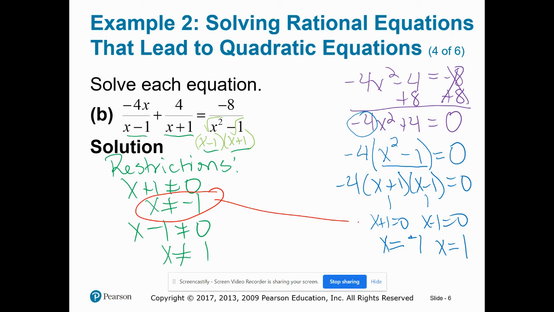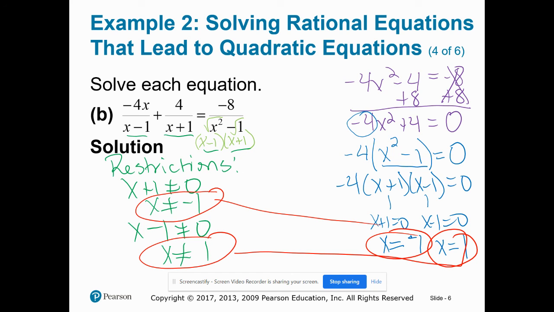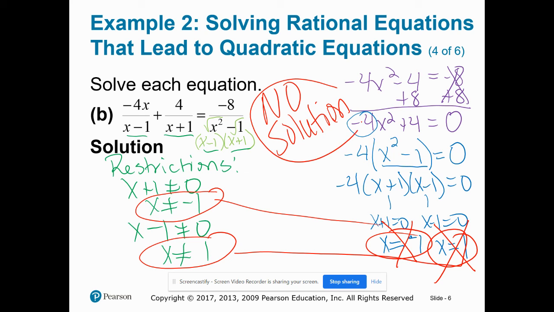Well, this one matches this, and this one matches this, so when our excluded values match the answers that we get, they're extraneous. We are not allowed to have them. And since we lost both of the answers that we got, this one has no solution.